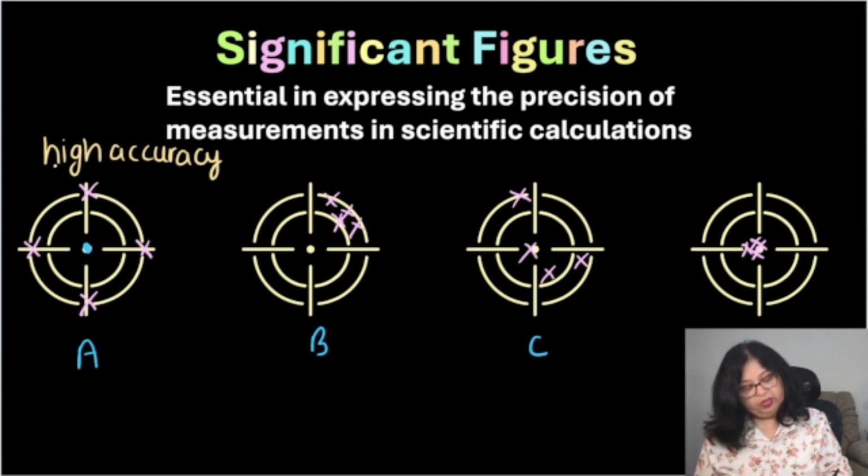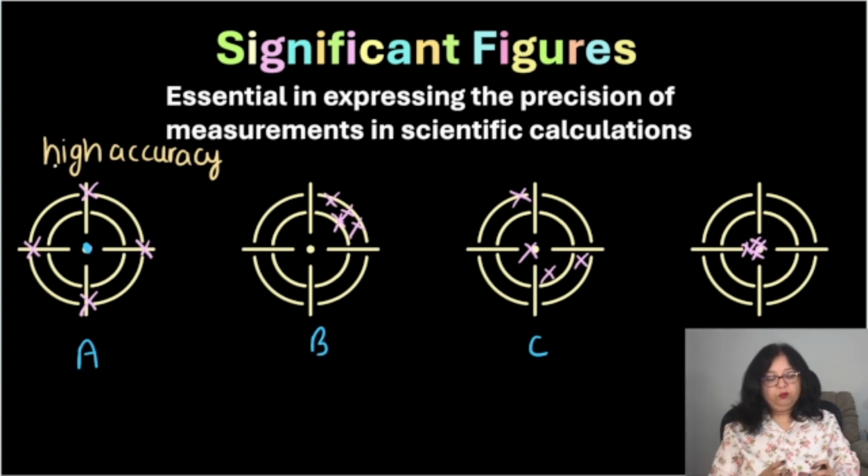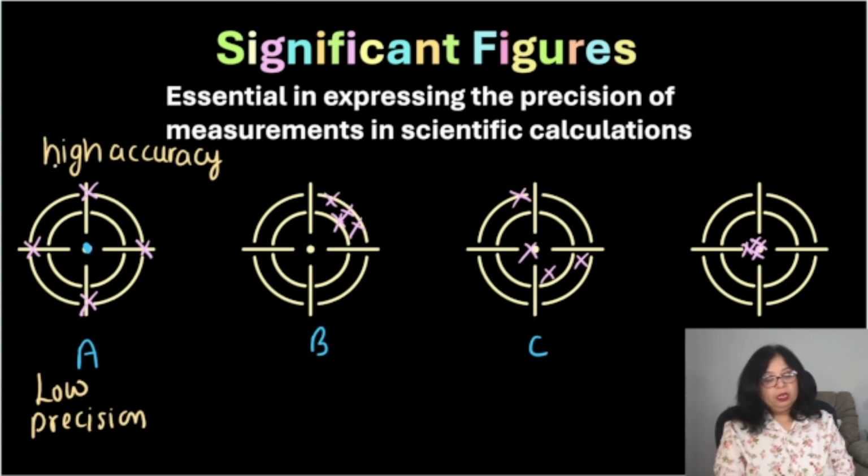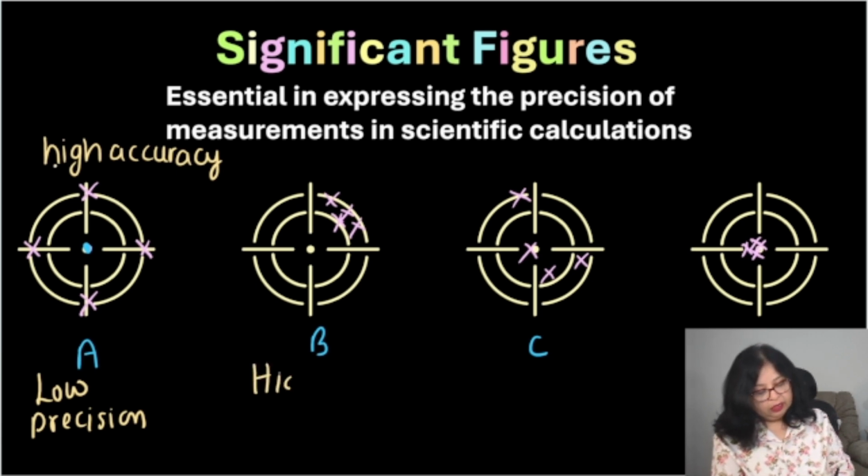But what would you say about his precision? Are his 4 darts close to each other? No, they're all over the place. So this player A will have low precision. Do you get it? Player B, his darts are fairly close to each other. So you will say that this player has high precision.